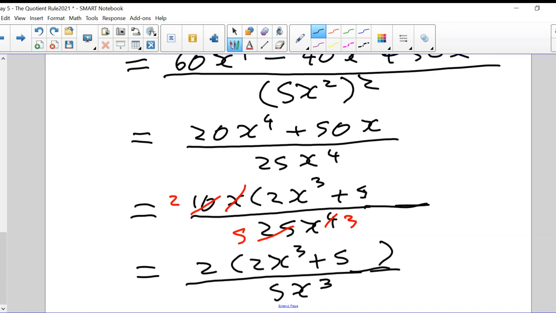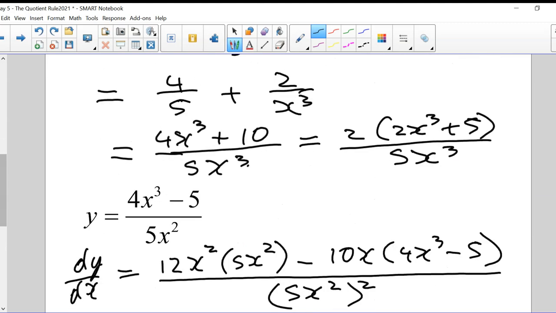In fact, that's how we knew that we made a mistake, because we weren't getting the same answer. So it should have been 10x into 2x cubed plus 5. Absolutely. And then this becomes 2x cubed plus 5 times 2 over 5x cubed. Same thing that we had up here, except we didn't factor out the, yeah, thank you.